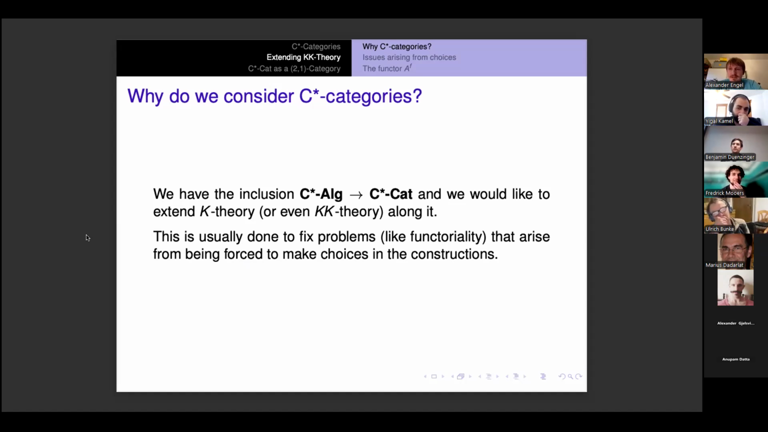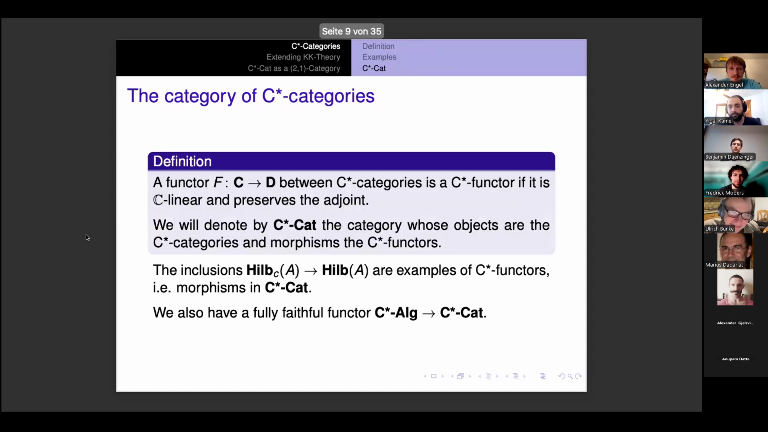Actually, we did end up getting a question. Any size conditions in the definition of a C-star category? Yes, you usually use some sort of size restriction, whichever suits your context.